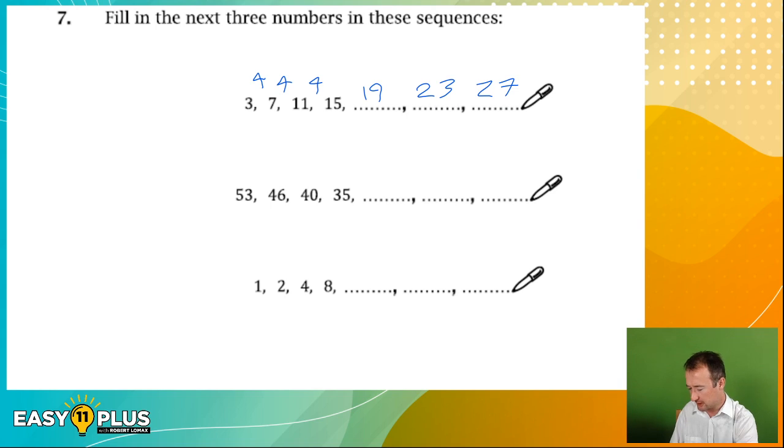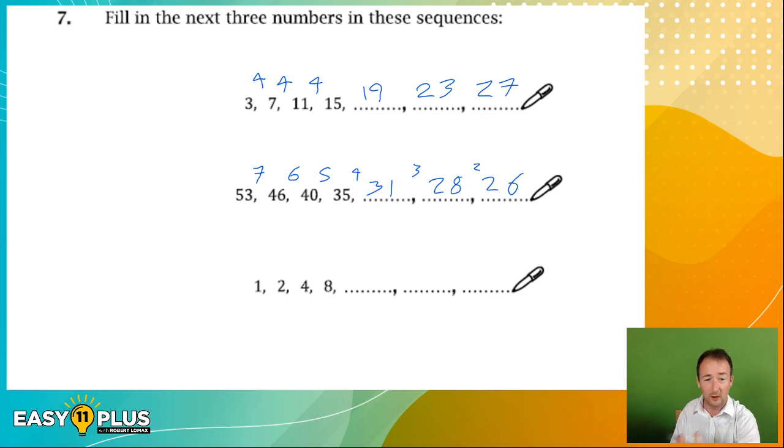53 to 46, well, we're going down by 7. And here we're going down by 6, and we're going down by 5. I think you can see what the pattern is. So we've got 4 takes us to 31, 3 takes us to 28, and 2 takes us to 26.